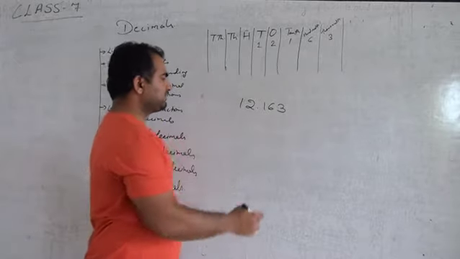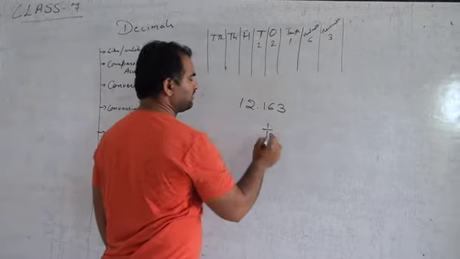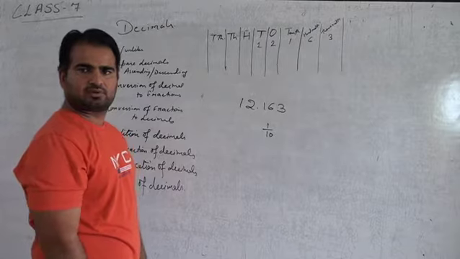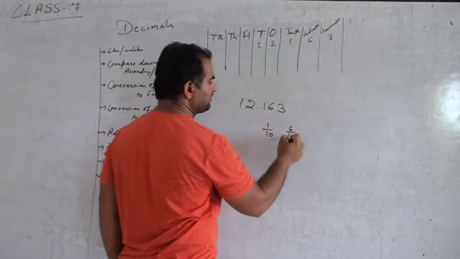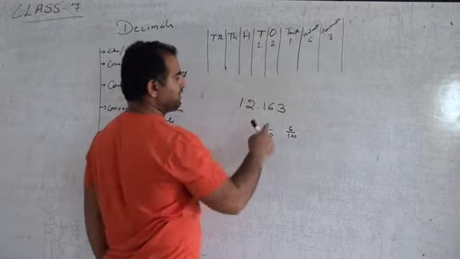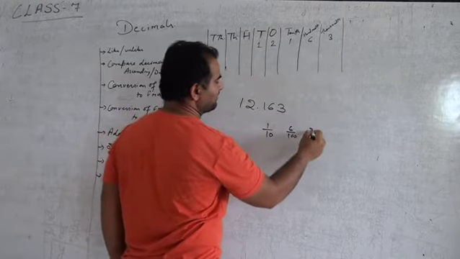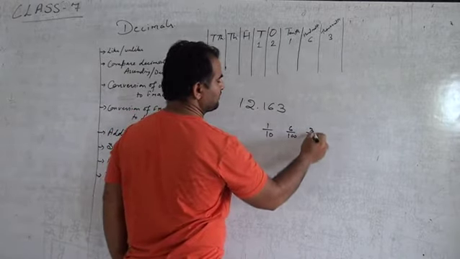So what does this 1 mean? This 1 represents 1 upon 10. What does this 6 mean? It means 6 upon 100. And what does the 3 mean? It means 3 upon 1000.